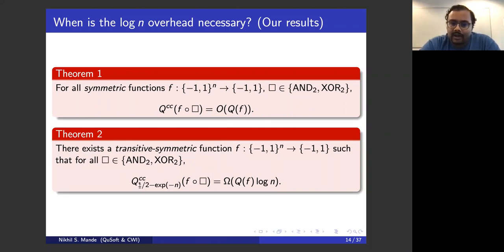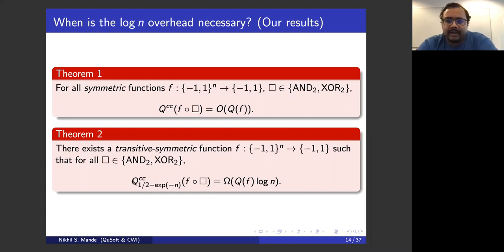Not only that, I know I haven't defined this notation, but let me try to explain what this is. Not only that, this says that even for quantum communication protocols that are allowed to err with probability arbitrarily close to half, this log n is necessary.